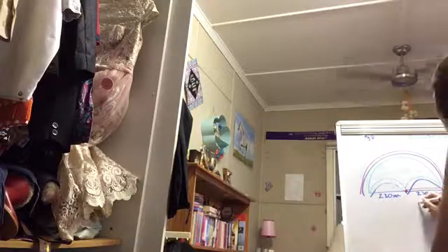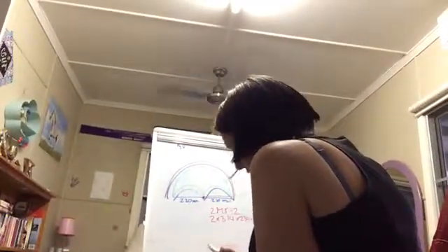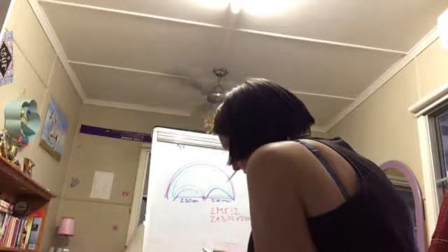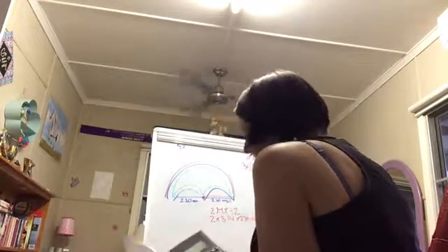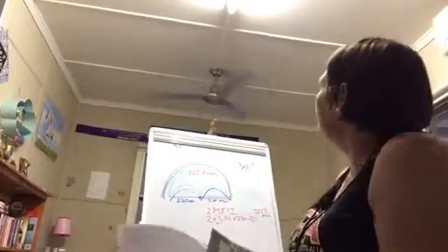It's half a circle, so 2 pi r divided by 2. So 2 times pi, which is 3.14, by the radius, which is 230, divided by 2. 2 by 3.14 by 230 divided by 2, 722.2. So this one up here is 722.2 millimetres.